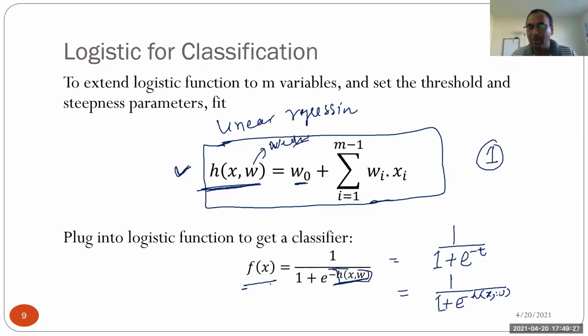And this is what we want to learn. We want to learn the probability of the x being the positive label.